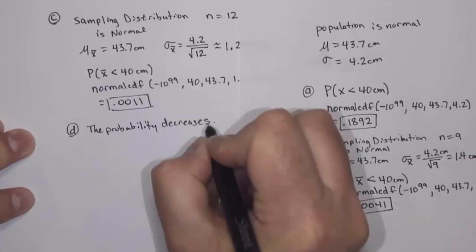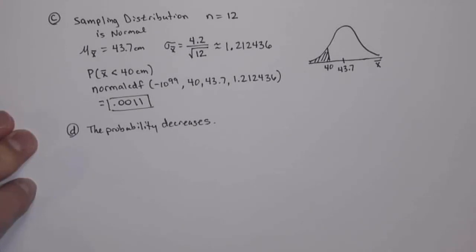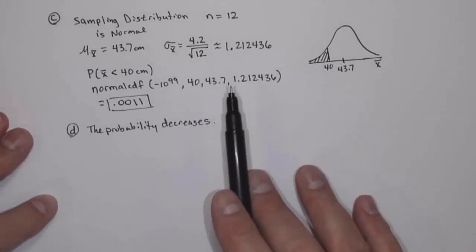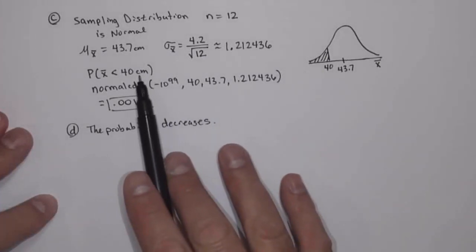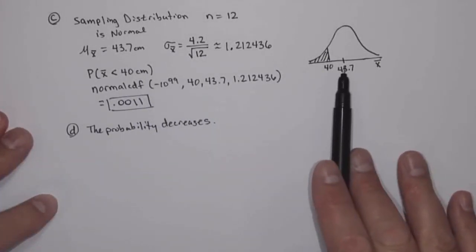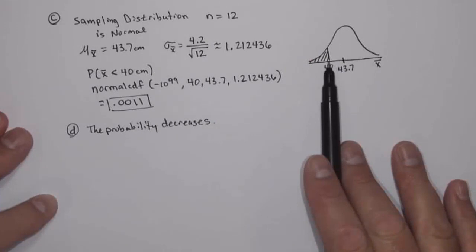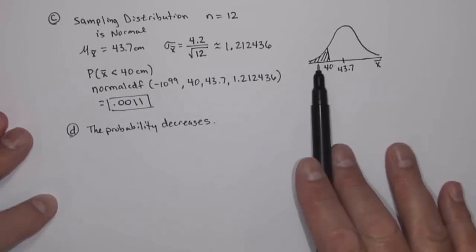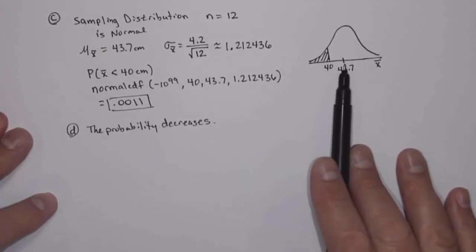Now, does it make sense why the probability is decreasing? Remember the law of large numbers. As the sample size increases, then the x bar is going to approach the true value of the mean. So as our sample size goes up from 1, which really isn't a sample, to 9 to 12, it's going to be harder and harder for x bar to vary from 43.7. So it's harder when the sample size is bigger for the average x bar to be less than 40, because it's harder for the x bar to vary from the true mean.